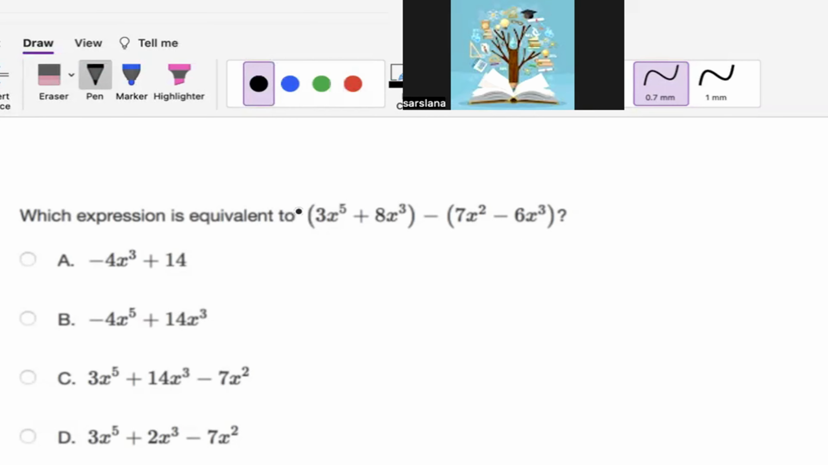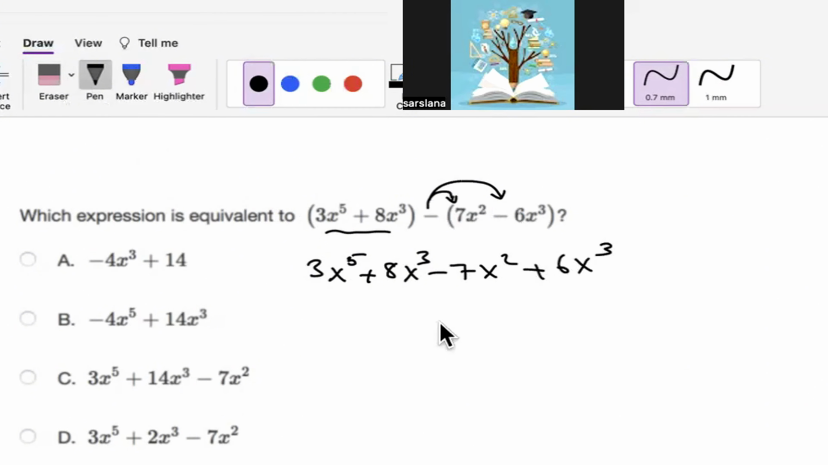Since there is nothing in front of this parentheses, if there was a negative sign, then I would need to distribute and change everything. But since there is nothing here, I can write the first expression as it is without the parentheses. 3x to the power of 5 plus 8x cubed. But when I'm writing the second expression in the parentheses, this negative sign will affect whatever is in the parentheses, and they will reverse their sign. So negative 7x squared and negative 6x cubed becomes plus 6x cubed.